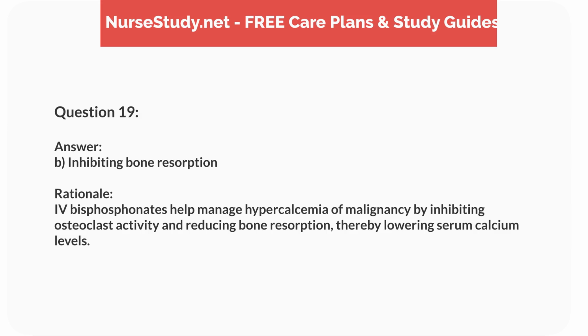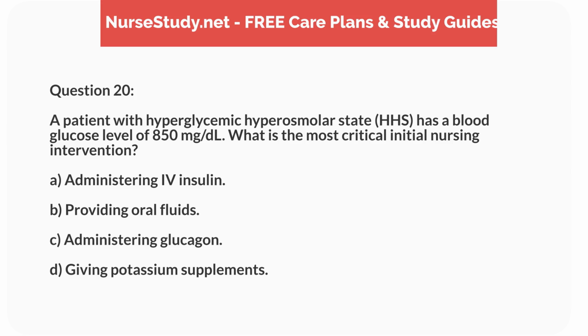Inhibiting bone resorption. Rationale: IV bisphosphonates help manage hypercalcemia of malignancy by inhibiting osteoclast activity and reducing bone resorption, thereby lowering serum calcium levels. Question 20. A patient with hyperglycemic hyperosmolar state, HHS, has a blood glucose level of 850 mg per deciliter.